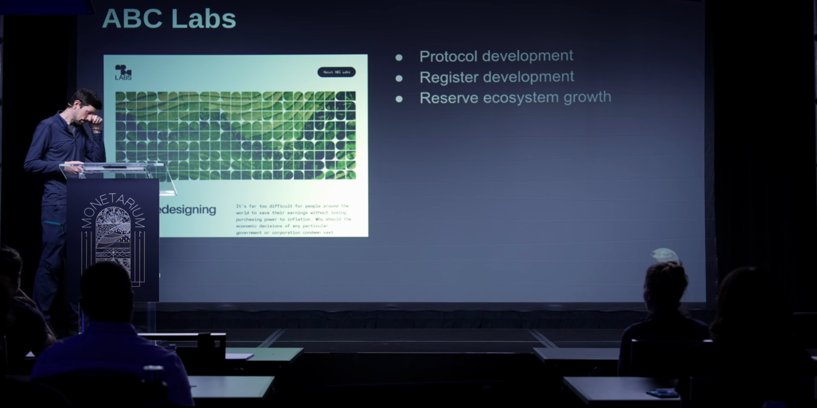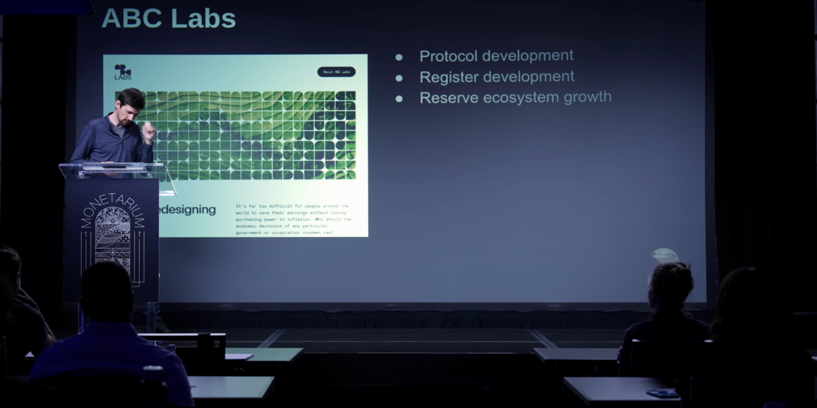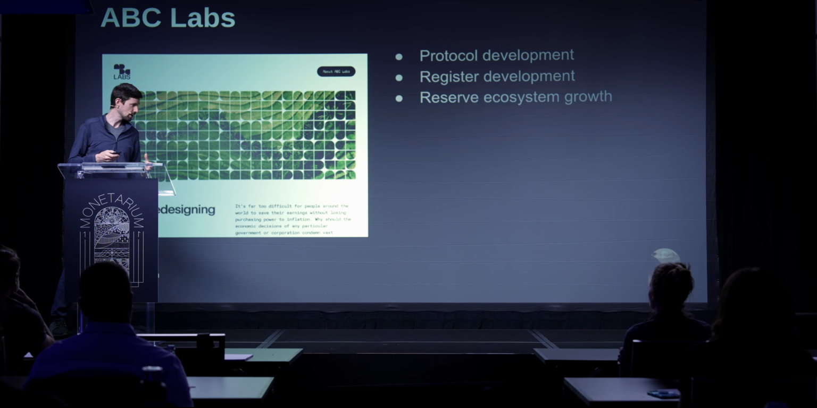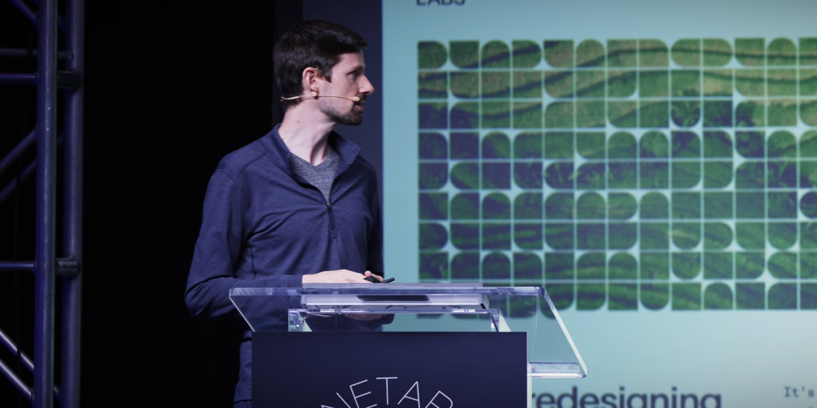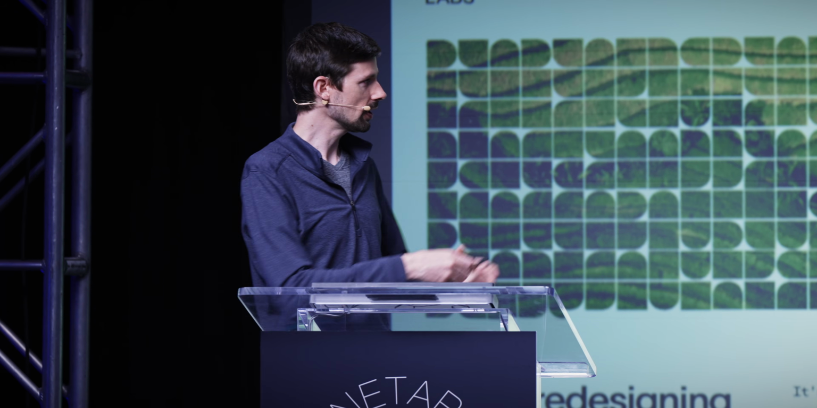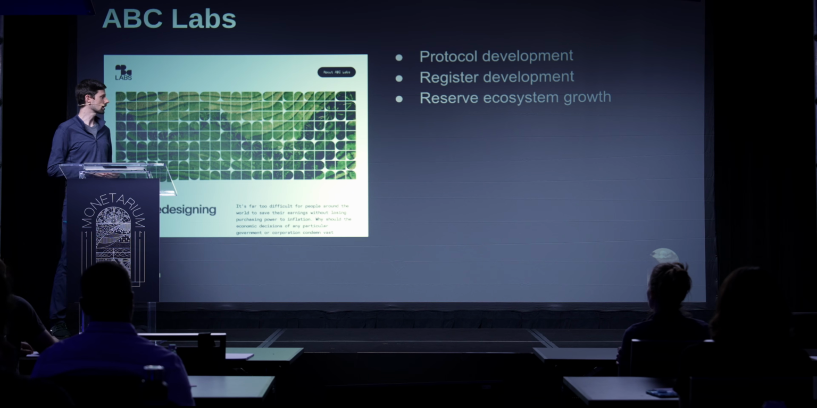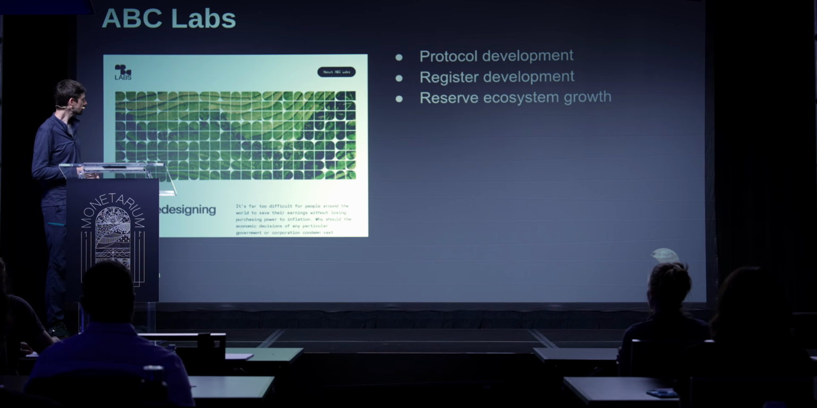Great. The next thing I want to touch on is just the 3 companies that you'll hear from today, just to make sure that everybody knows what they are and what they do. So ABC Labs is responsible for Reserve protocol development, also development of Register, which is the interface that people mainly use to interact with R tokens, as well as non-development functions like Reserve ecosystem growth.